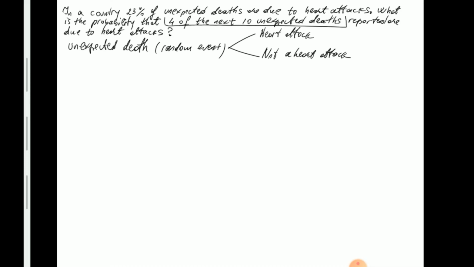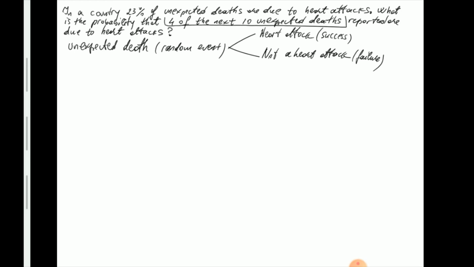I know that sounds strange, but the way the problem is formulated, this is what constitutes success. I know it's kind of dark, because we're asking for the probability of a number of heart attacks in a certain number of unexpected deaths. But in the language of the Bernoulli trials, this is the event or the outcome called success.